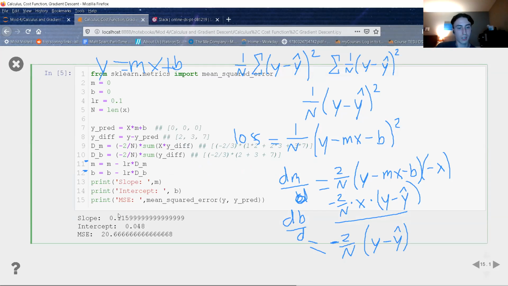There we go. All right, so we can see it changed both of them slightly. And then I also just printed out the mean squared error. It's pretty high, so obviously we're not close to the right solution.